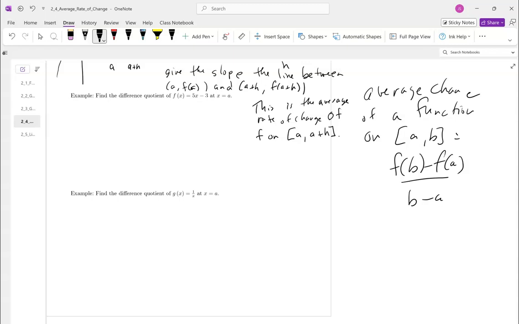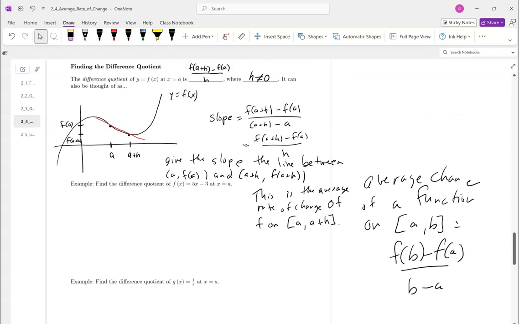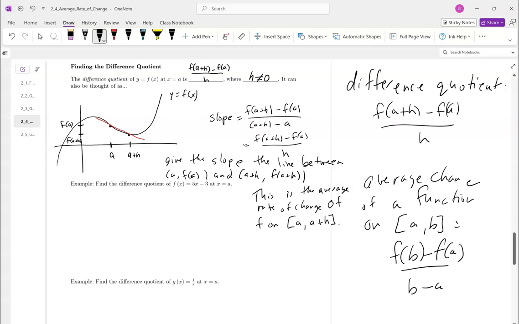The last thing we did on Friday, right before we took the quiz, was the idea of the difference quotient, and that definition's up here. I'll rewrite it down up here a little bit bigger. So when you do your difference quotient, you do f of a plus h minus f of a all over h. That's the average change on the interval from a to a plus h, and that's what this picture over here was, right?